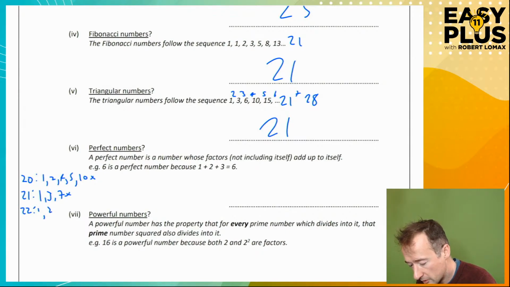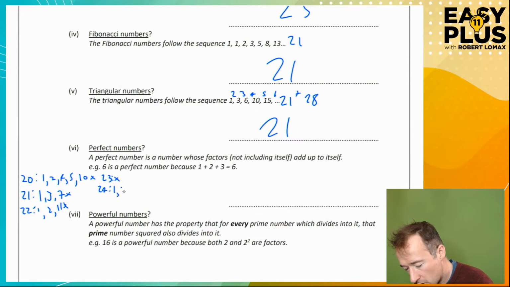We got 1. We got 2 because it's even. We haven't got 3. And we've got 4, 5, 6, 7, 8, 9. We've got 11, 12, 13, 14. Nope, doesn't add up. Okay, so we're going really quickly here, really. 23, it's a prime number, so good luck with that. We've just got 1.